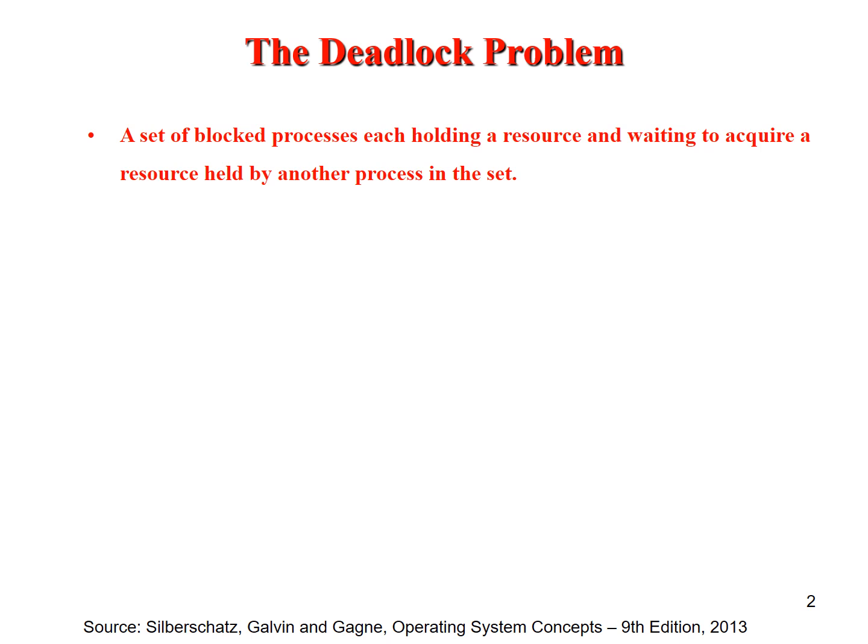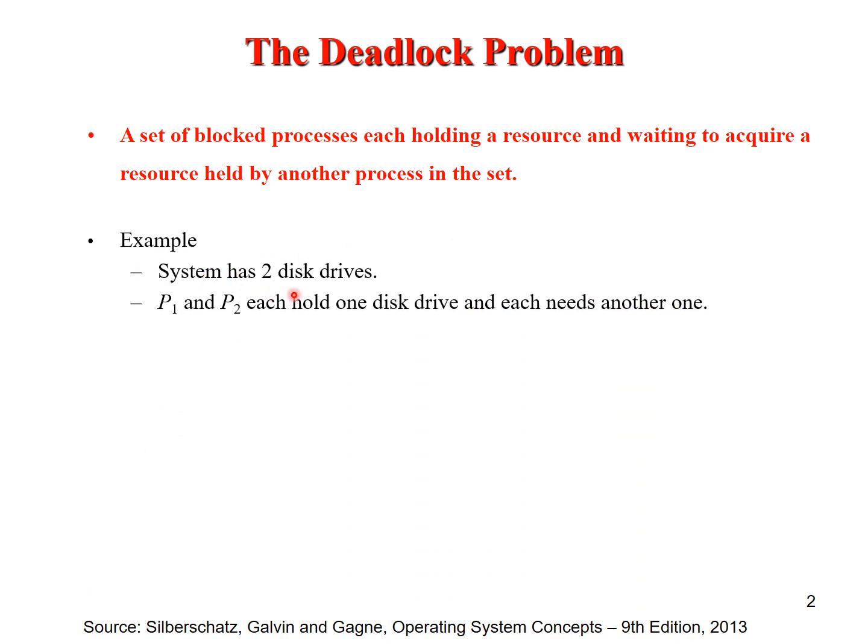The deadlock problem. A set of blocked processes, each holding a resource and waiting to acquire a resource held by another process in the set, is a deadlock. For example, a system has two disk drives. The processes P1 and P2 each hold one disk drive and each needs another one. That's a deadlock.